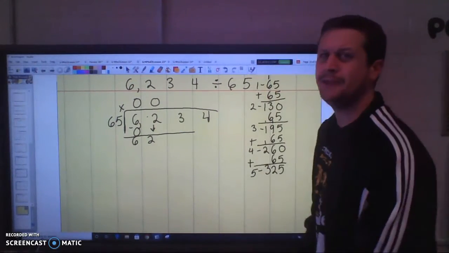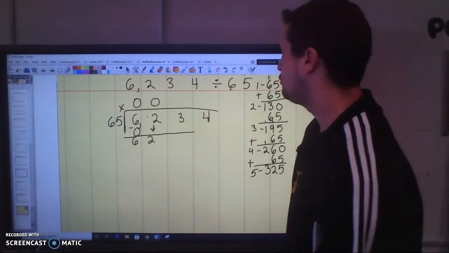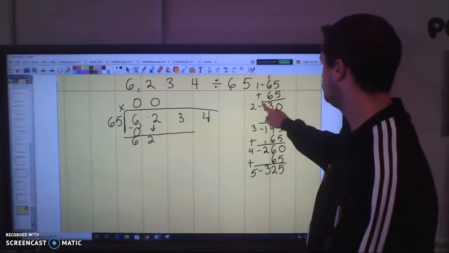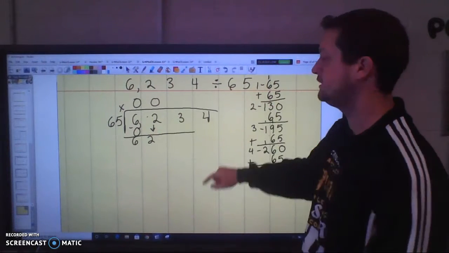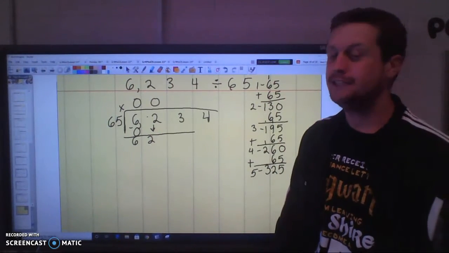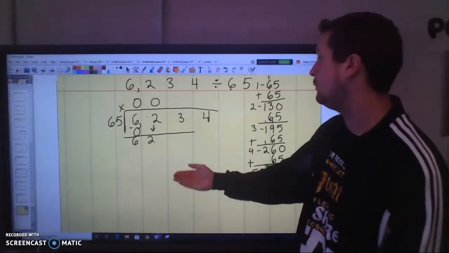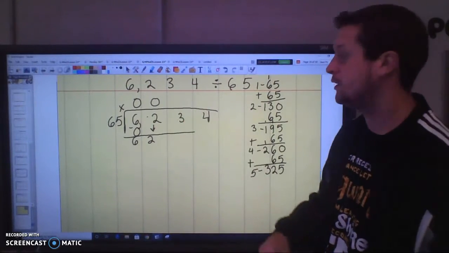Usually, and this is just a side note, if you can't make a group out of it and it's super, super close, like 62 is really close to 65, that probably means you're going to have to do more multiples, because we were so close that when we add another digit, it's going to make it a lot bigger.